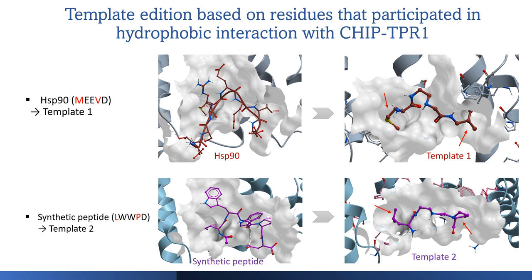After the edition, both hydrophobic ends of template 1 and template 2 occupy the binding pocket of CHIP-TPR1, and it is the place where they form hydrophobic interactions with the residues in the CHIP-TPR1.